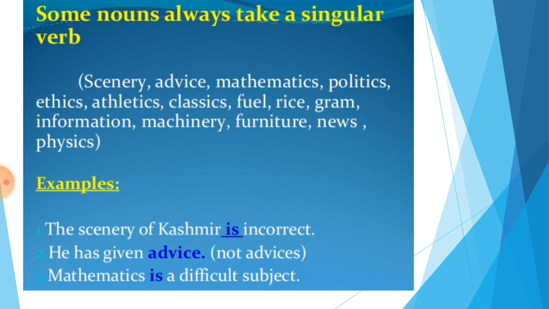Some nouns always take a singular verb. Like scenery, advice, mathematics, politics, ethics, athletics, classics, rice, gram, machinery, furniture, etc. Examples: the scenery of Kashmir is beautiful. He has given advice, not advices. Mathematics is a difficult subject.